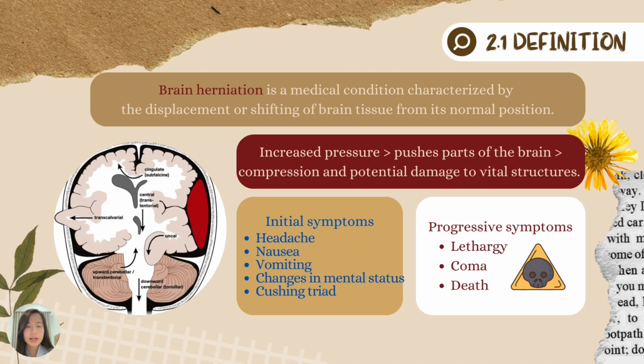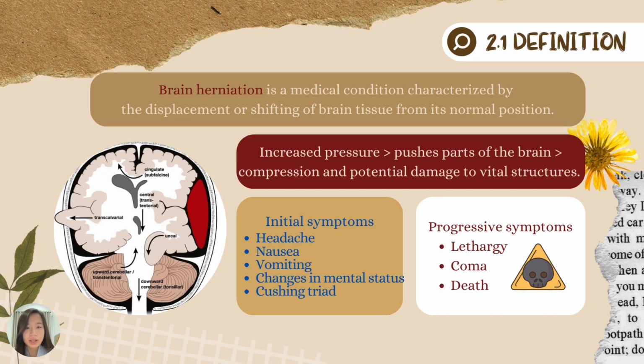Now I'll talk about the definition of brain herniation. Brain herniation is a life-threatening condition where there is a shift in brain tissue from its normal location to the surrounding space. Brain herniation usually occurs when intracranial pressure increases so that the brain is pushed to the side or downward through a small normal hole in the relatively stiff tissue which functions to divide the brain into several parts.